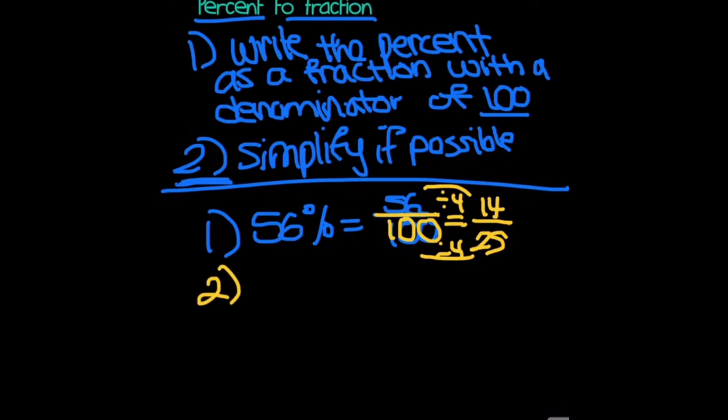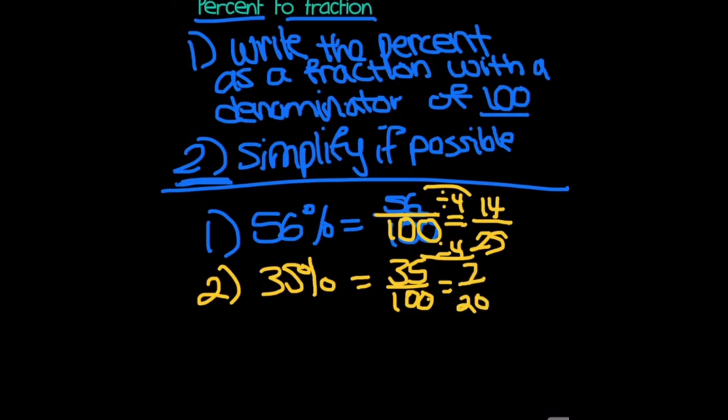So number 2, 35% equals, so this is going to be 35 over 100. I know right away I can simplify for sure because they're both divisible by 5. That's going to give me 7 over 20. And right away I can't really simplify any further.